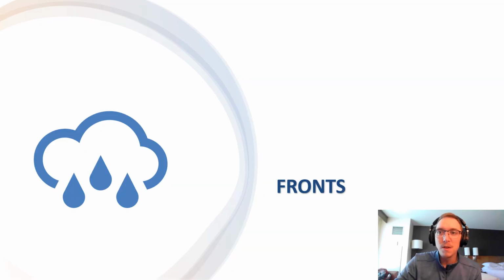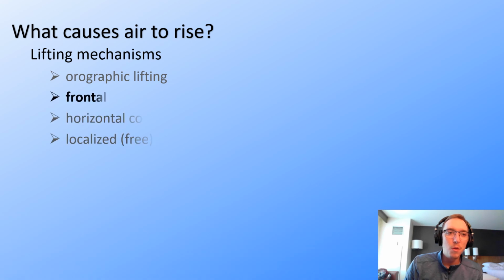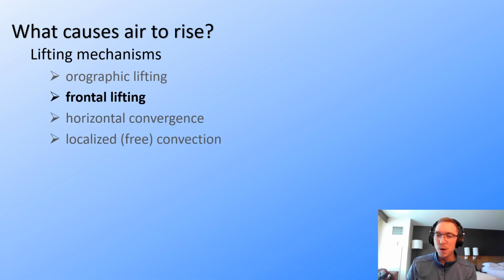So, fronts. Now, what causes air to rise? We should know this by now. We've talked about it, these lifting mechanisms, right? Orographic lifting, so something being forced up and over a topographic barrier. Frontal lifting, which is what we're going to talk about today. Horizontal convergence, so converging winds at the surface, a low pressure system at the surface with winds rising and diverging at altitude. And then localized or free convection. So all of these different things have to deal with heat, pressure, and differences between air parcels, right? So we're going to talk about frontal lifting today.